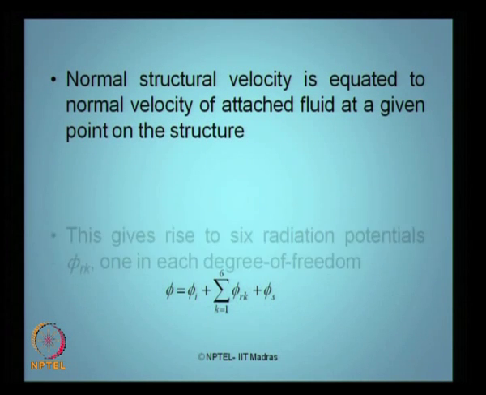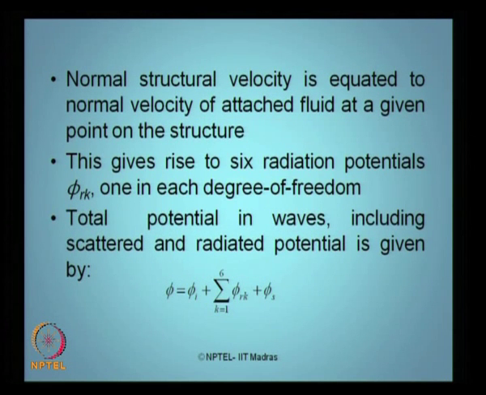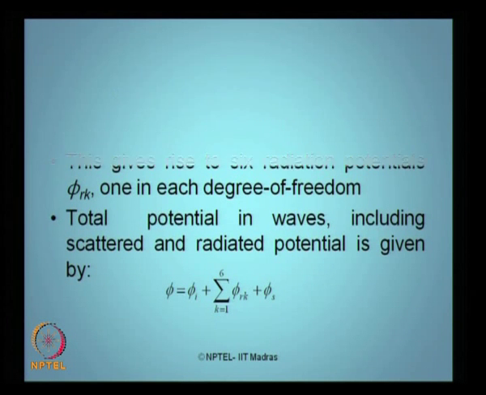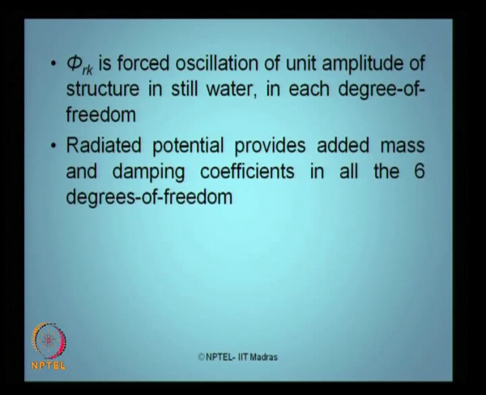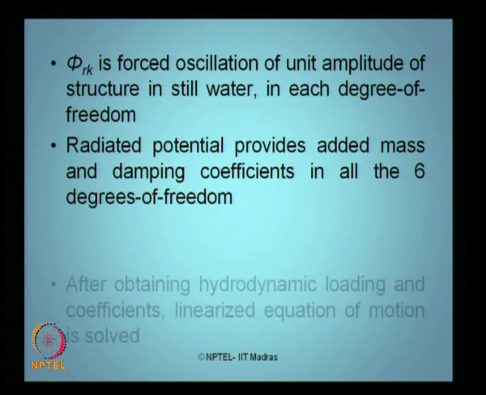The normal structural velocity is now calculated in all degrees of freedom, as you see in this expression, which includes the scattered potential and the radiated potential, both R and S. Phi r k, what you see here, is the forced oscillation of unit amplitude, worked out for every degree of freedom, where k is each degree of freedom separately. The radiated potential provides added mass and damping coefficients for my analysis in all 6 degrees of freedom separately.